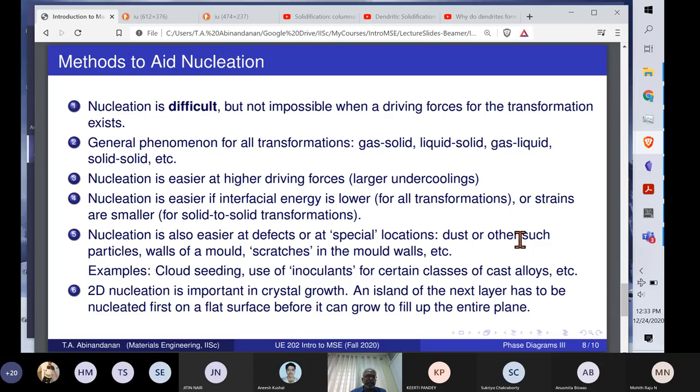and so that process where nucleation is preferred at specific locations is called heterogeneous nucleation, whereas the nucleation that we have studied so far, which doesn't say anything at all about where it nucleates, is called homogeneous nucleation.